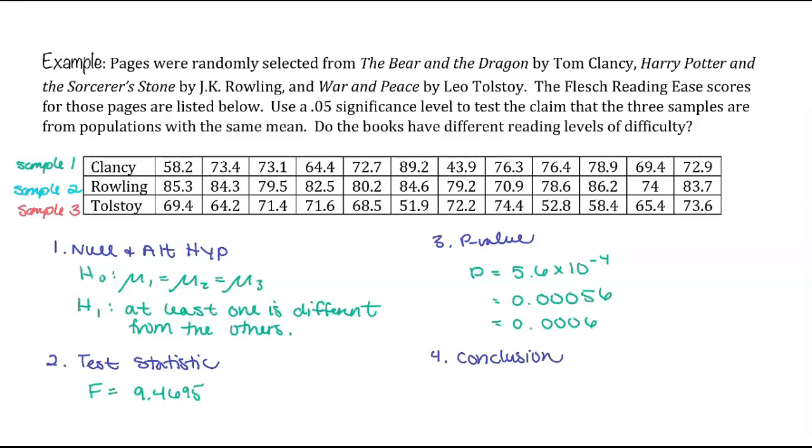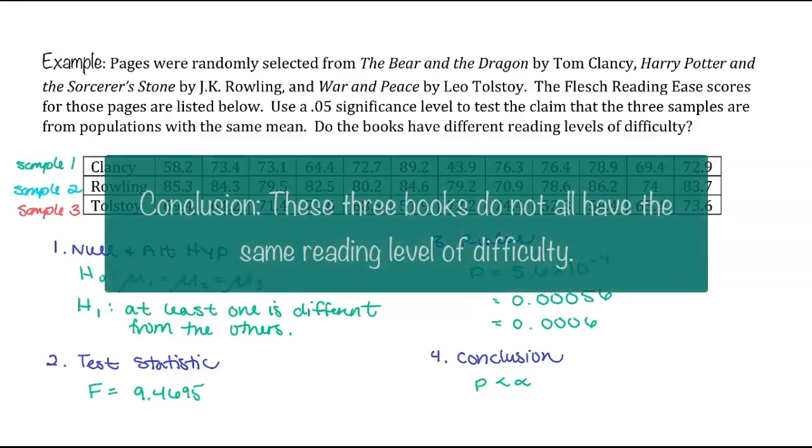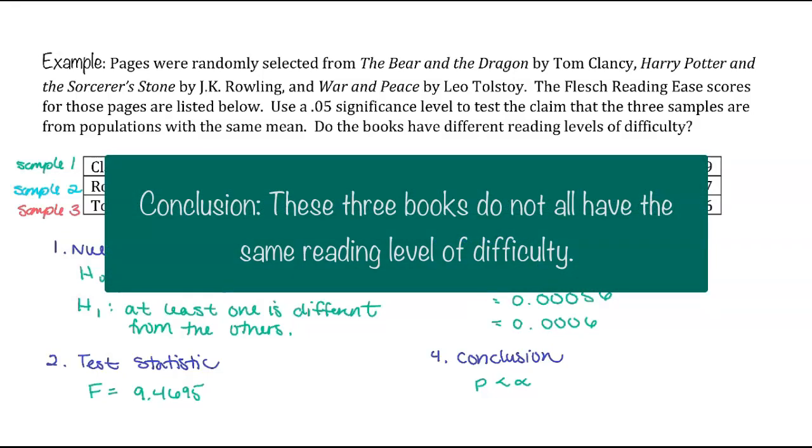Since our p-value is small, that is, it's less than our level of significance, 0.05, we reject the null hypothesis. So we reject the idea that the three population means are equal to one another. And instead, we can conclude that these samples come from populations with different means, different reading levels of difficulty.